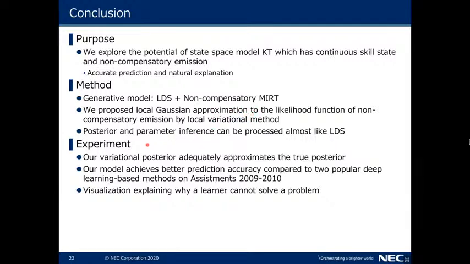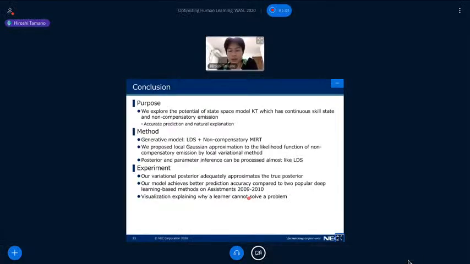In our experiment, we show our variational posterior adequately approximates the true posterior, and our model achieves better prediction accuracy compared to the 2 popular deep learning-based methods. And lastly, I showed you a visualization explaining why a learner cannot solve a problem, which I think is informative for the users. Okay, thanks for hearing my presentation.